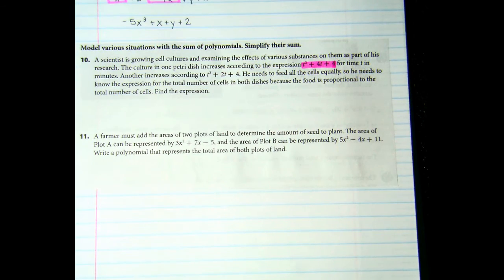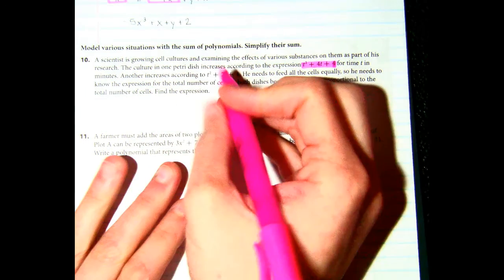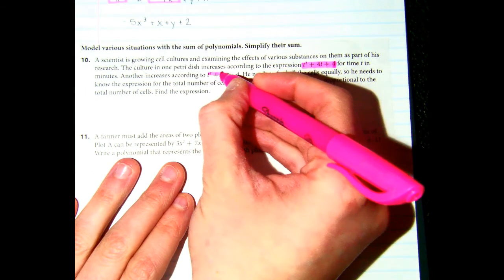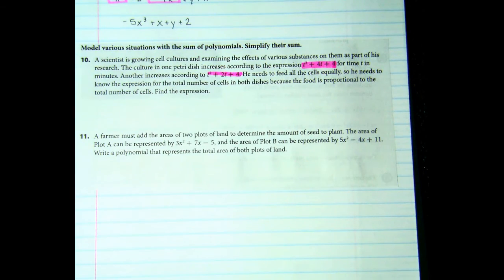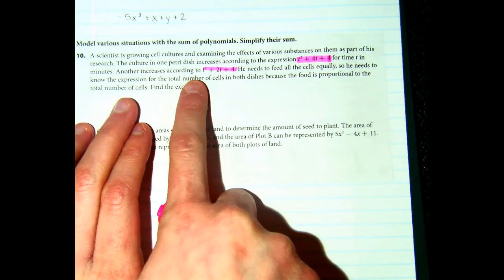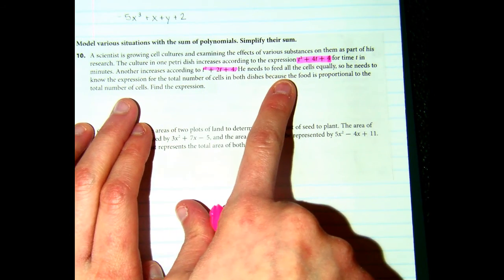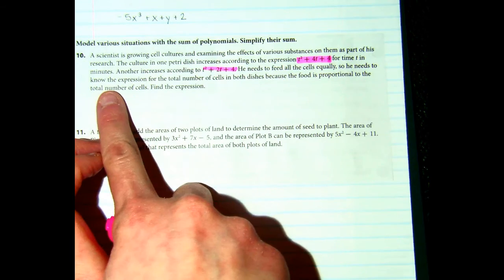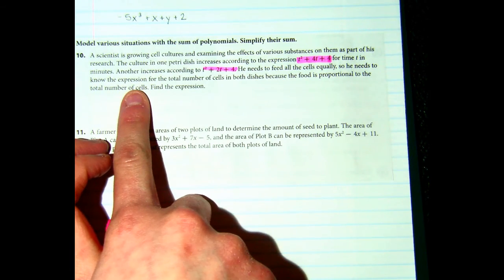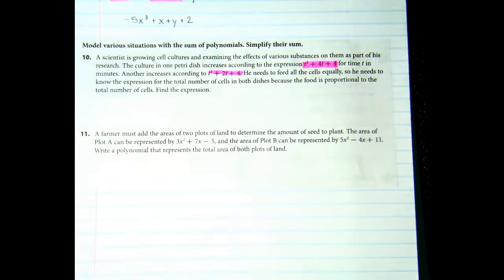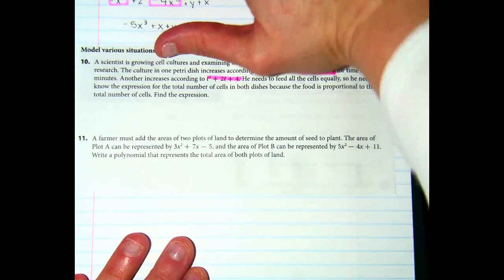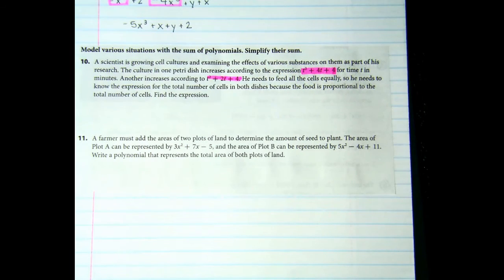Okay. For time t in minutes. Another increases according to this polynomial. He needs to feed all the cells equally. So he needs to know the expression for the total number of cells in both dishes, because the food is proportional to the total number of cells. Find the expression. I know this is adding because they tell me it is, but if they didn't tell me that, what in this lets me know this is probably adding?